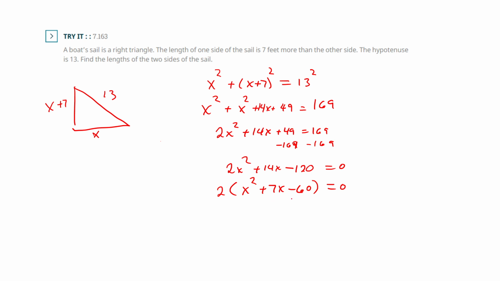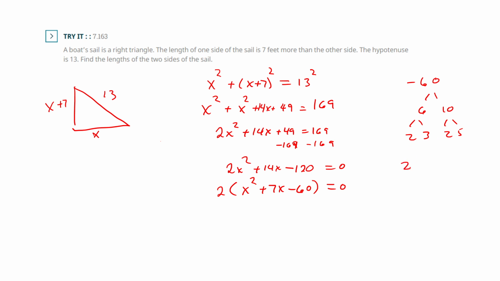So I need two numbers that multiply to get negative 60 and add together to get 7. I know they're going to have opposite signs because it's negative 60. I'm going to go over here and list 6, 10, 2, and 5. So I'm doing my trick again. It's got to be some arrangement of this. And so, I thought I had it, but I don't.